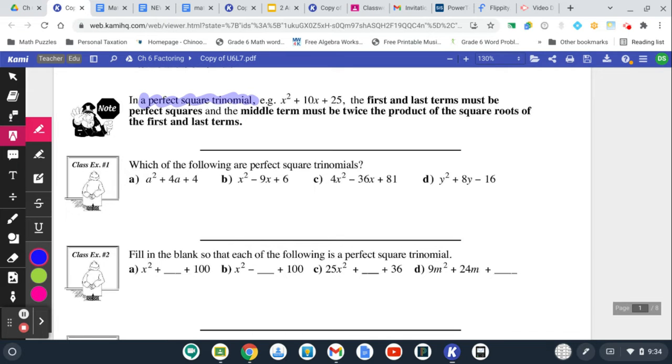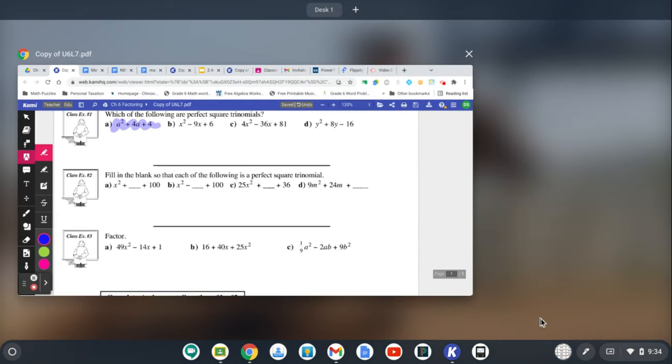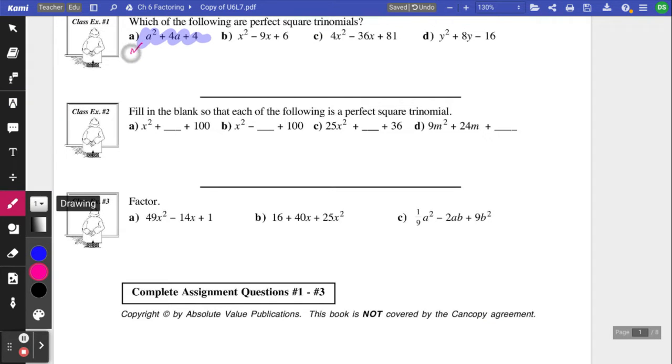Okay, so let's talk about whether these would match that or not. A squared plus 4a plus 4. Let's talk about this first one right here. Let's see if it works for all of those things. Are the first and last terms perfect squares? So if I took the a, which is the square root of this, and the 2, which is the square root of the 4, and I times those together, what would you have? 2 times a is 2a. Double it and drop it in the middle. Do I get that term? Yes. So this is a yes.